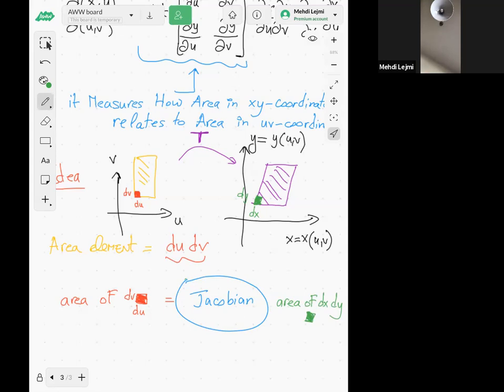This is like what you have for a linear transformation. Remember, if you have a linear transformation, then you have a formula between the areas of the two regions. But here we are talking about a general transformation, not necessarily linear. Now, the theorem.